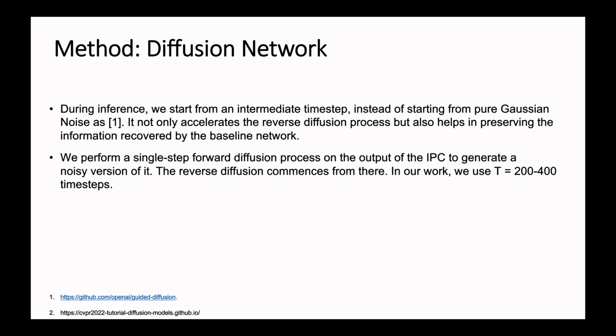In our work we use, for example, 200 to 400 time steps, and once we have the noisy version of the IPC network's output, we start the reverse diffusion process from there. It also reduces the number of time steps required in the reverse diffusion process, and hence it accelerates the whole restoration pipeline. But it also helps us to preserve the identity to some extent, because we already start from an intermediate stage which has the information from the output of the IPC network.